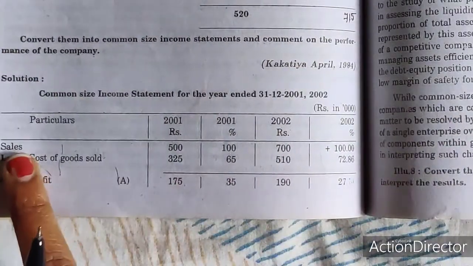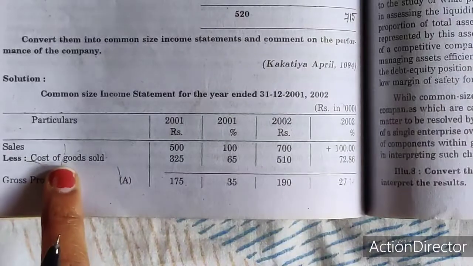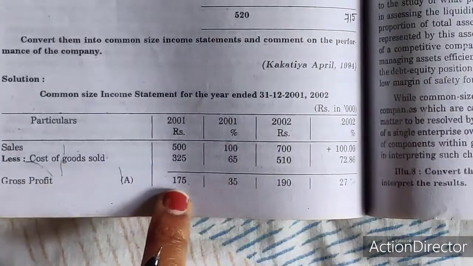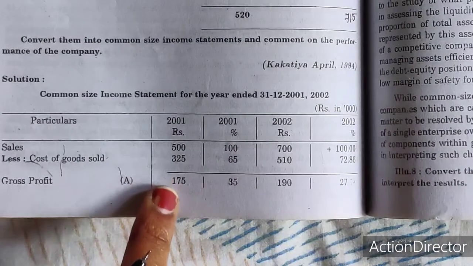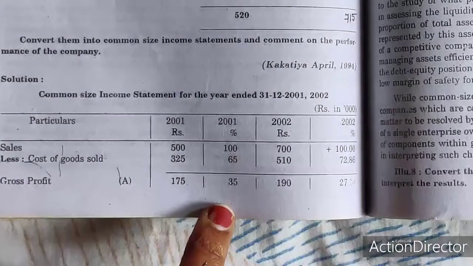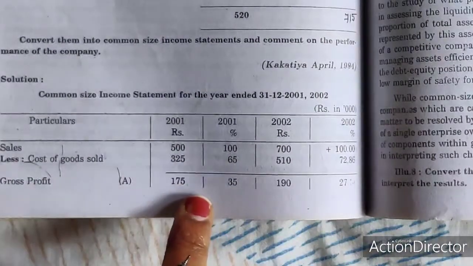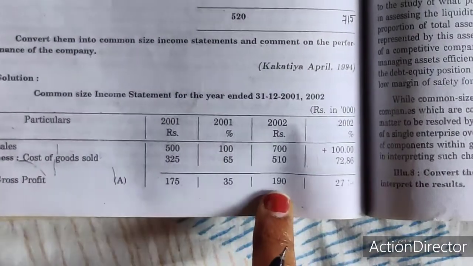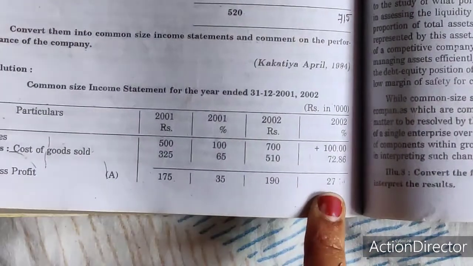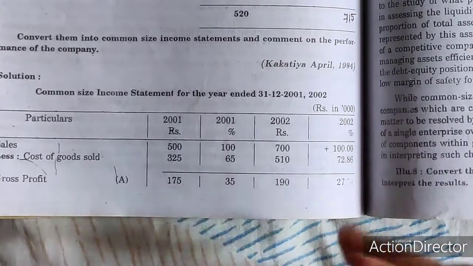So from the net sales we less the cost of goods sold in order to get the gross profit. This is the gross profit. 500 minus 325, which is 175, which is 35%, and 190, this is 27%. So in this way we need to find out.